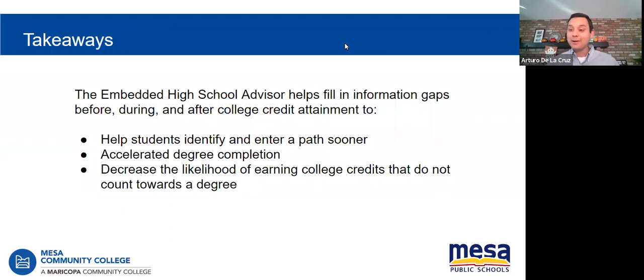So what is it that our embedded advisor programs do? Let's bring it around full circle. How do we support these transfer students in their success? Well, we help them identify and enter their paths sooner, whether maybe they want to earn an associate's degree, or maybe they want to go to a university. Students are able to identify that path, and then they can figure out what classes they can take while they're in high school that are going to count towards that path, right? That accelerates their degree completion, that gives them knowledge earlier, and it decreases the likelihood that they're going to end up taking classes that are not going to count towards that degree.